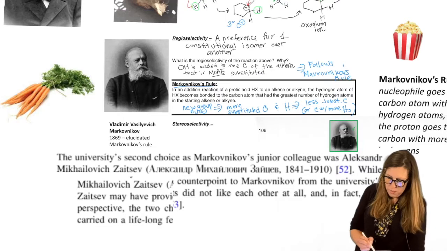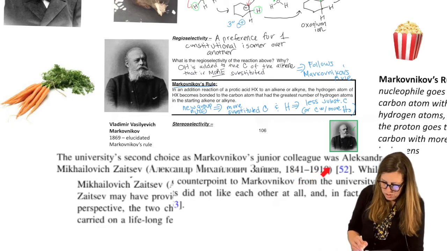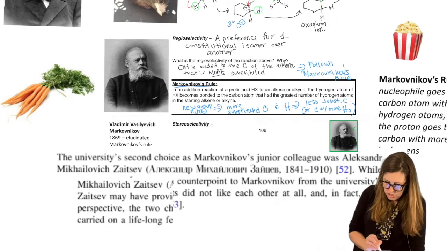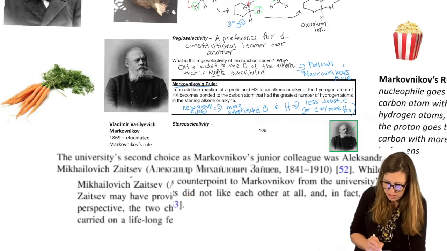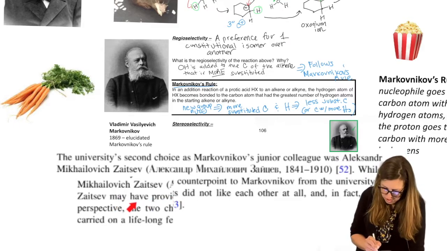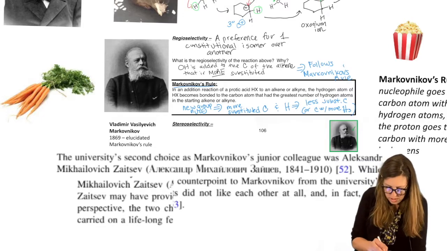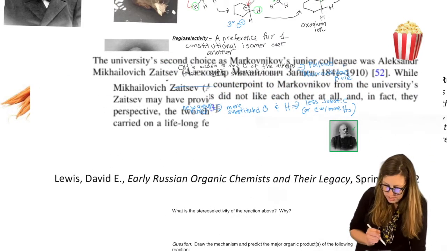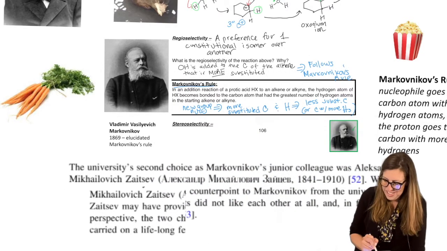University second choice of Markovnikov's junior colleague was Alexander Mykolovich Zaitsev. And so you can see the time period there, late 1800s again. While Zaitsev may have provided a counterpoint to Markovnikov from the university's point of view, they did not like each other at all. And in fact, they carried on a lifelong feud. So this comes from Early Russian Organic Chemists and Their Legacy, in the Springer book if you wanted to read more, but very interesting history there.